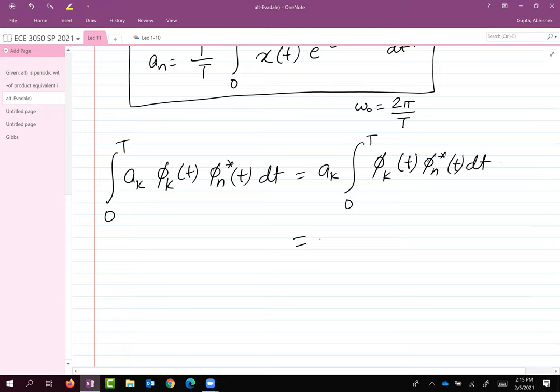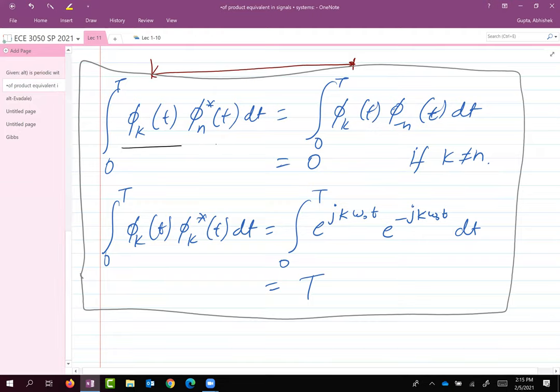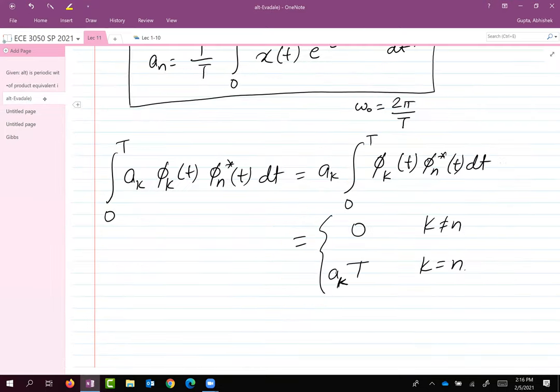Now, it turns out that this integral is equal to 0 for k not equal to n, and it's equal to T for k equals n. So this should be a_n T. We just showed it in the previous slide. Let me go back to the previous slide to show you where it was. So this is what phi k multiplied by phi n star dt is equal to, zero if k is not equal to n. That's the result I'm using. And if you do phi k times phi k conjugate, the integral is equal to T. So we are using this result that we proved a while ago to establish this result.